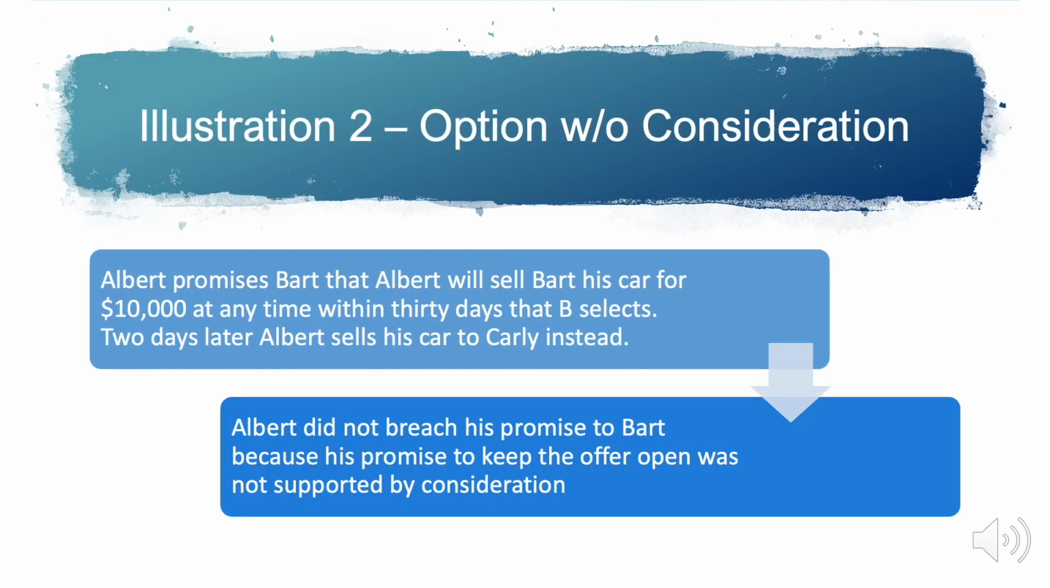Here's another illustration where there's no consideration, but a bare gratuitous promise. Please read the screen. Albert promises Bart that Albert will sell Bart his car for $10,000 at any time within 30 days that Bart selects. Two days later, Albert sells his car to Carly instead. Albert did not breach his promise to Bart because his promise to keep the offer open was not supported by consideration.